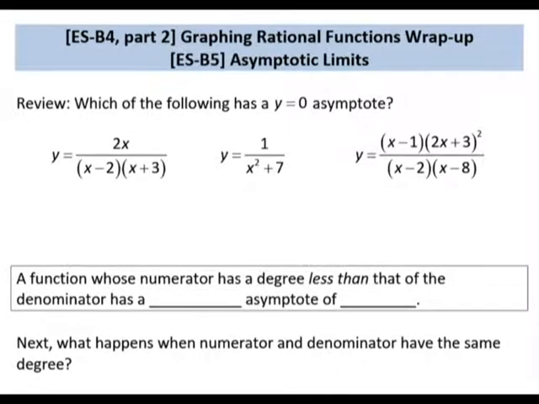Welcome to the pre-calculus notes for Essential Skill B4 and Essential Skill B5. We're just going to do a little bit of wrap-up on Skill B4, graphing rational functions, introducing a shortcut, and then we're going to look at limits. First, we look at a pattern for when functions might have a y equals 0 asymptote. Now, this is a horizontal asymptote, which is a type of end behavior.